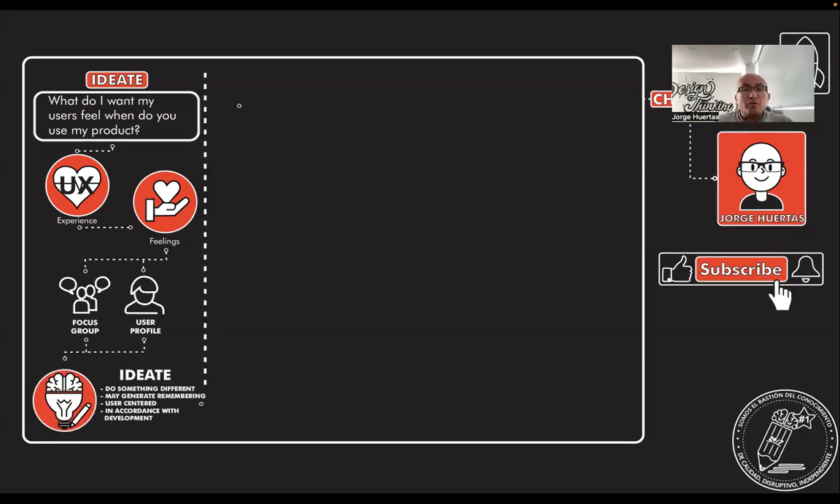When you have that information, you start ideating. I mean, you need to do a lot of preparation before you start creating. The idea here is that you try to do something different. You want to create something that they can remember. It has to be user-centered design, and it has to be according to the product or the service that you are developing. So you can do a brainstorming with that idea.